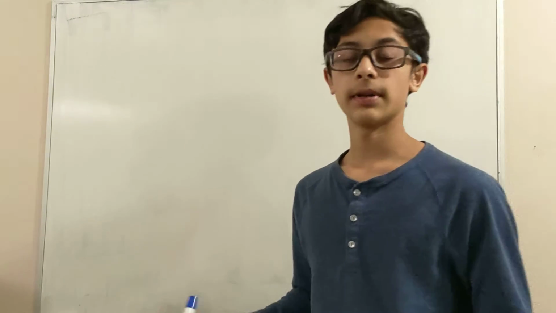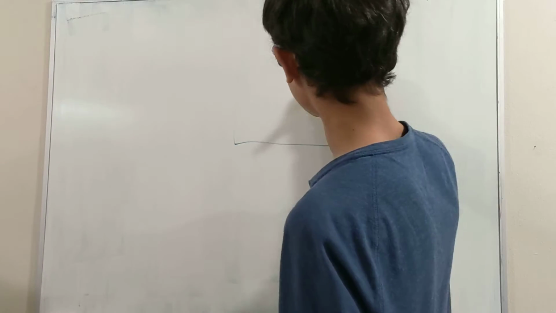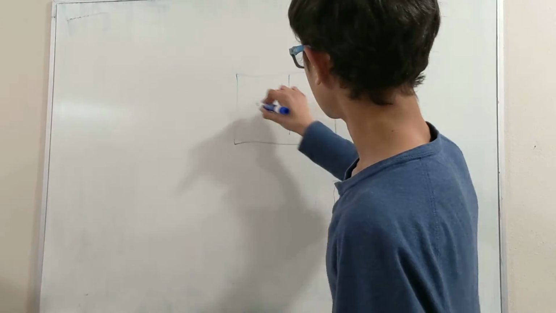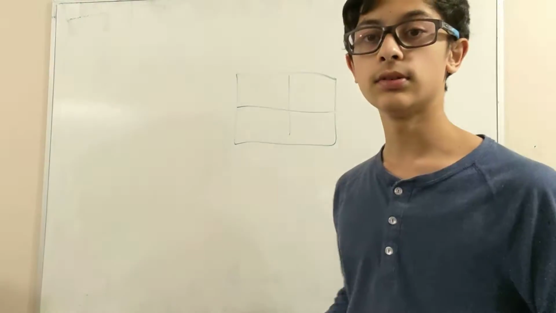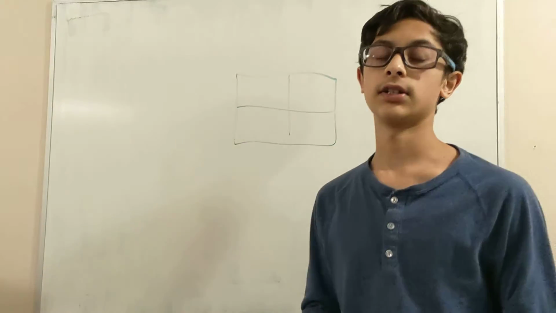Punnett Squares are basically squares shaped like this, like that. And they're basically used to figure out the probability of a child getting a certain trait.